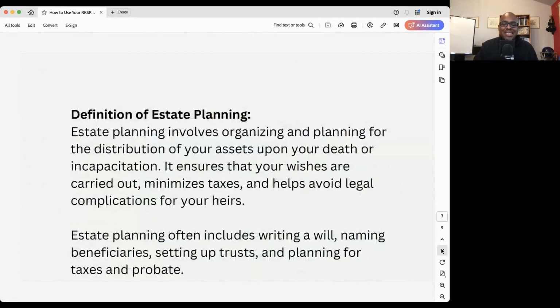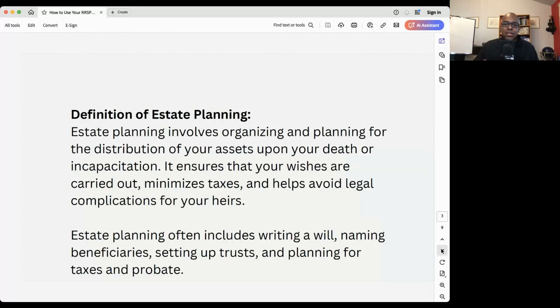Now let's talk about estate planning. What is estate planning? A lot of people might say, "Well, I have a will, so I have an estate plan." Not necessarily, but it is a good start and it's a foundation for an estate plan. An estate plan involves organizing and planning for the distribution of your assets upon your death or incapacitation.